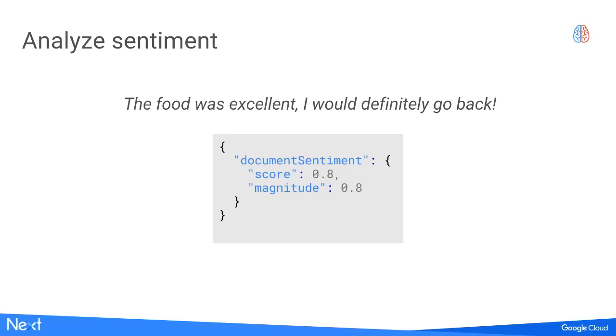And then magnitude will tell you how strong is the sentiment, regardless of being positive or negative. This can range from 0 to infinity, and it's based on the length of the text. So since this is a pretty short block of text, the value is pretty low.